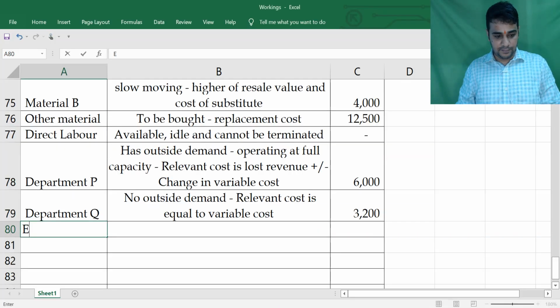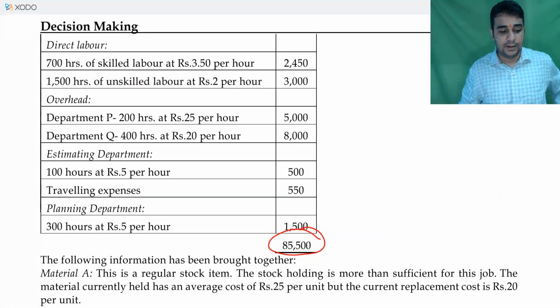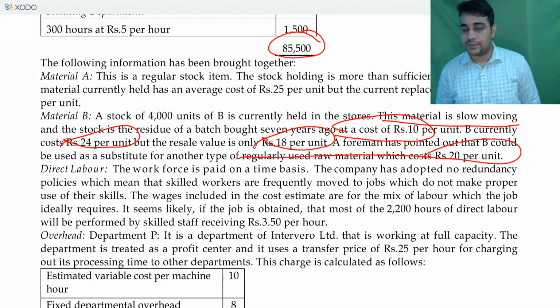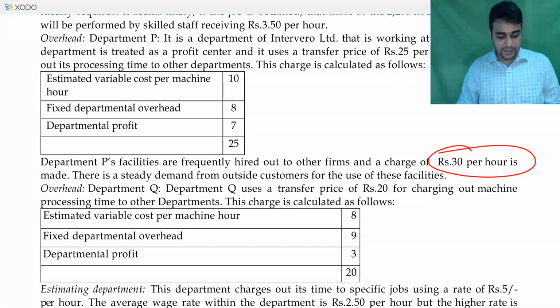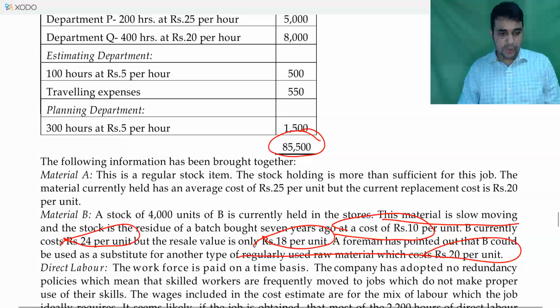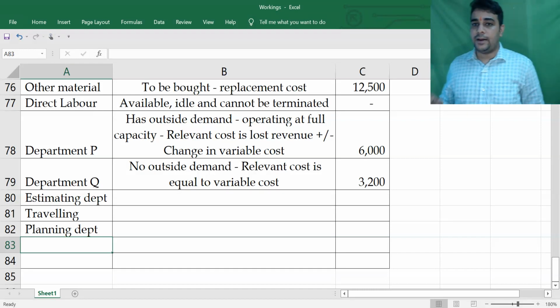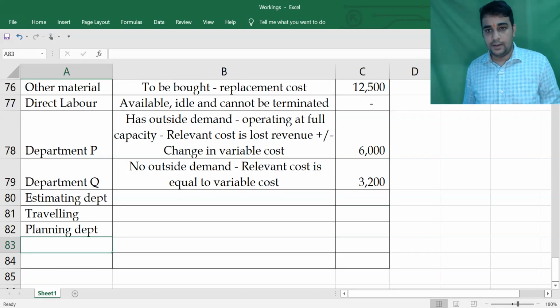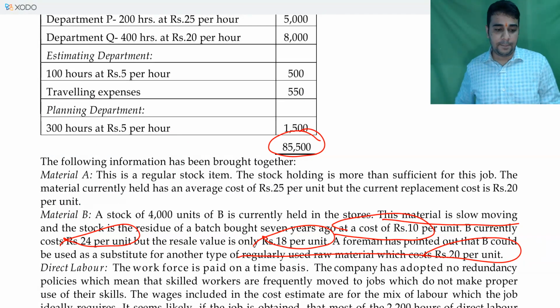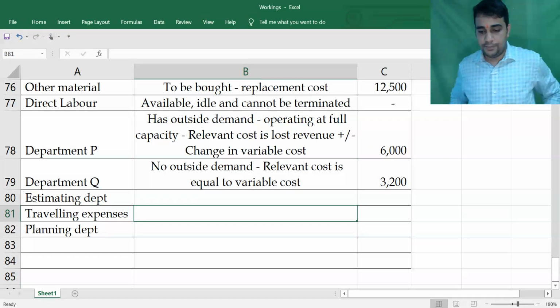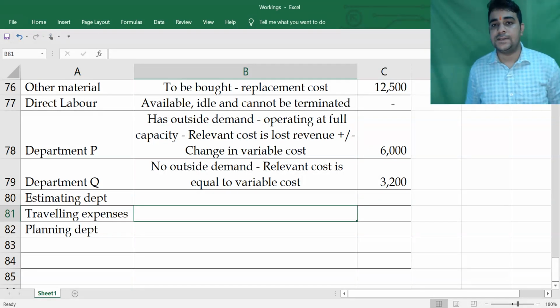Estimating department. Think and let me know how much. There is also internal department. Estimating department, internal. This is internal department to the company. Technically like captive consumption. Estimating, traveling and planning department. You write all the three, we'll discuss in a minute. Please write a number, right, wrong, you can change it later. It is like captive consumption. Think about it and do.